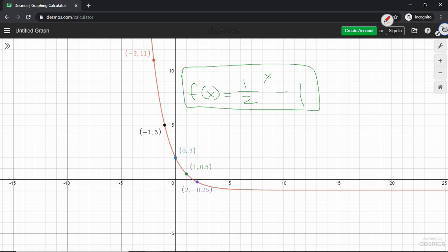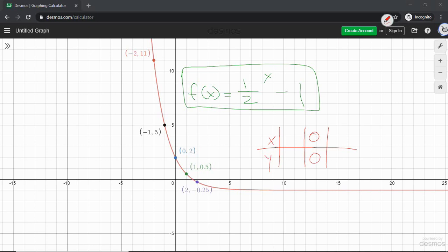And this is where that trick comes in. Because let's think about this. If we try a few values of x, let's say I put in 0. In this function, I get 1/2 to the power of 0. That's 1 minus 1. That's 0. But the point (0, 0) is not on my graph. What we actually have is (0, 2). When I put in x equals 1, I should get 1/2 minus 1, which is going to be -1/2. But instead, I get 1/2.